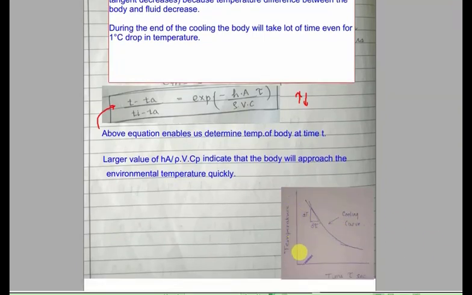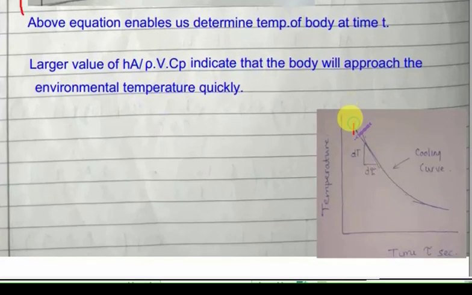If I draw a graph of temperature versus time, this is the cooling curve. Initially the temperature will be high, and after some time, say 10 minutes, the temperature will fall. So this graph is nothing but temperature versus time. Initially the rate of fall of temperature, that is the slope dT by d tau, is very high. And as the time increases, the slope almost becomes tangent, right?